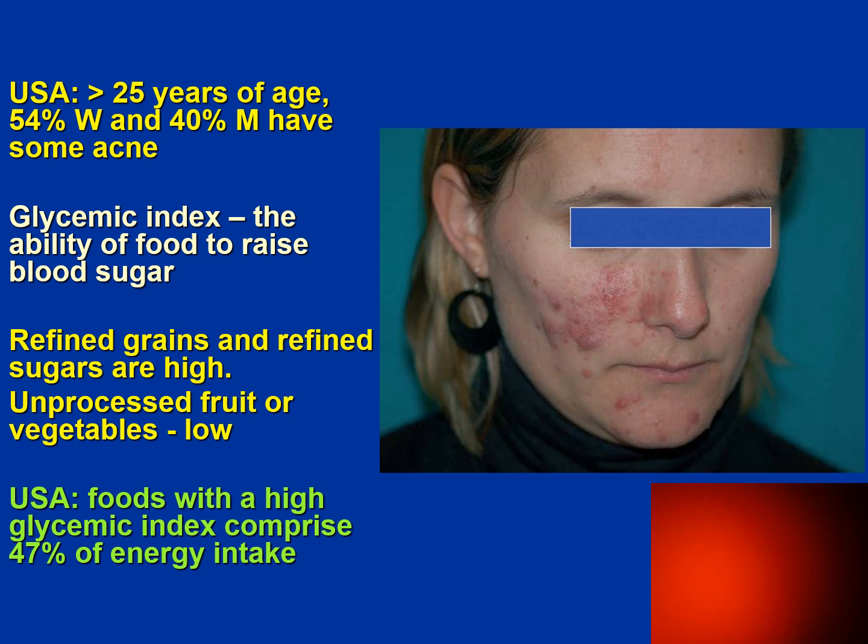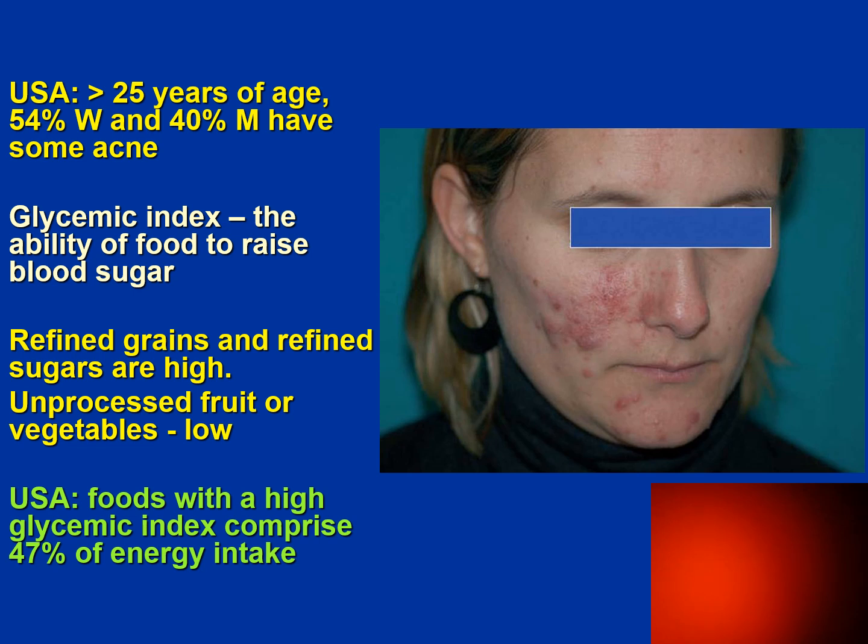People think that acne is only a disease of teenagers, but this is not true. It grumbles on in a large percentage of older people. A United States survey of people aged 25 years or more found that 54% of women and 40% of men had some acne. This appears to be related to the United States diet. In the US, foods that have a high glycemic index comprise 47% of the average person's energy intake.